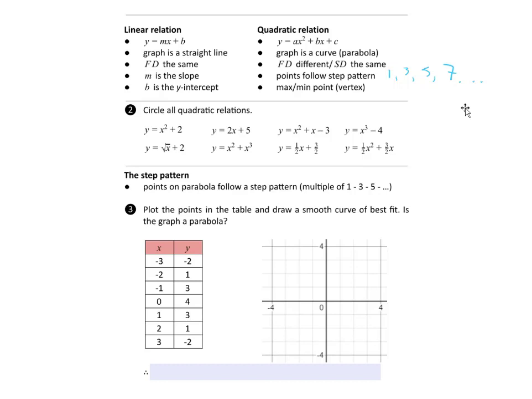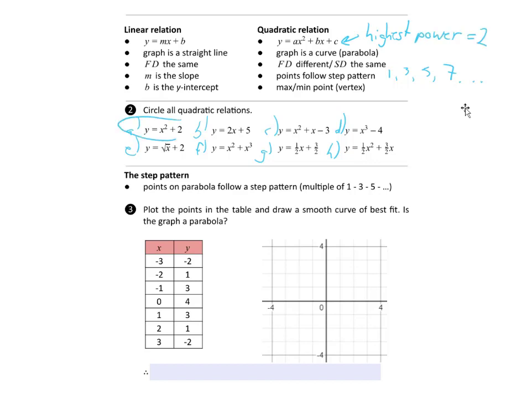So in example 2, I want you to circle all quadratic relations. And then you tell me which ones are quadratic relations. A big hint to that, it'll be x to the power of 2 will be the maximum power in the quadratic relation. Notice up here, the highest power is 2.